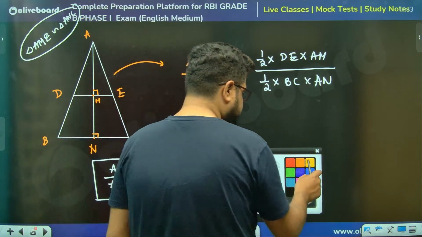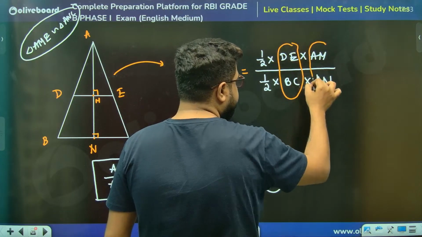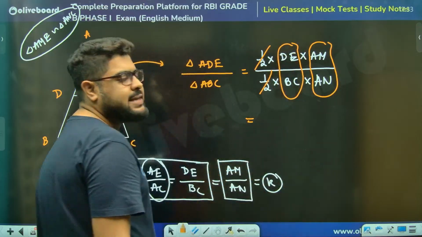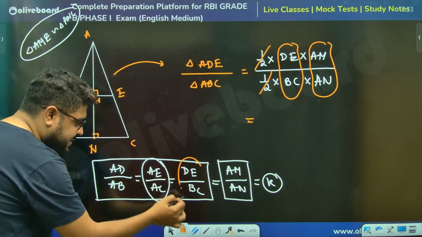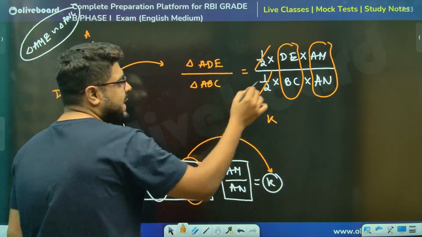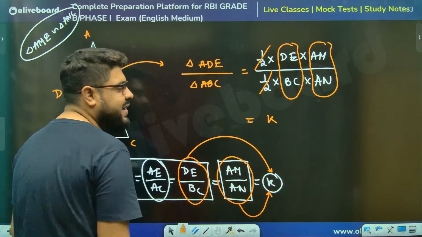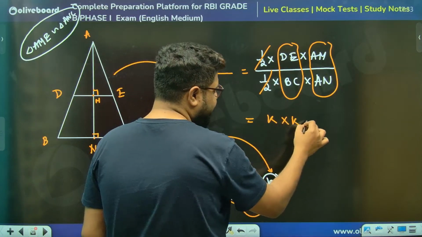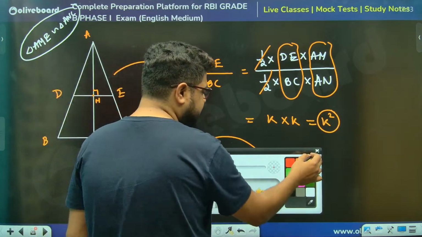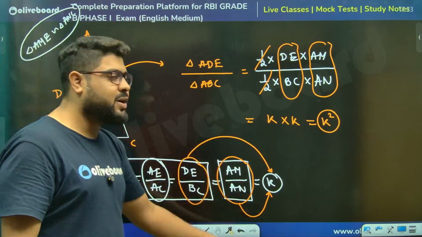Think for just one second. DE by BC is equal to K. AM by AN, what is that? This is also equal to K. So that means we are getting K squared. Now think like this. K squared means what? K means this by this, or this by this, or this by this.